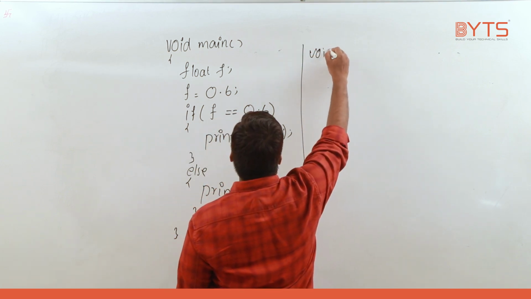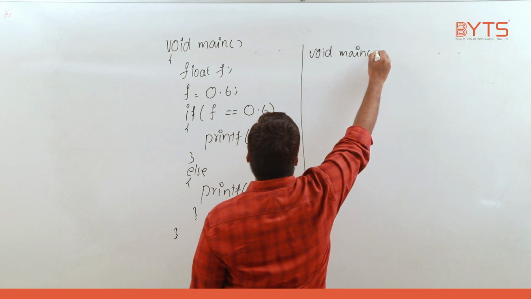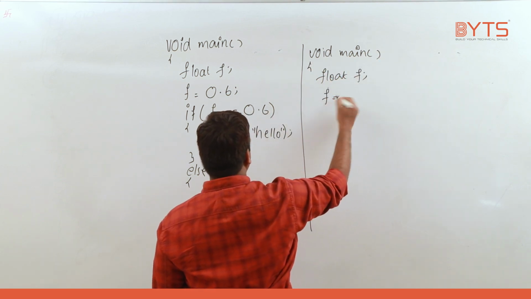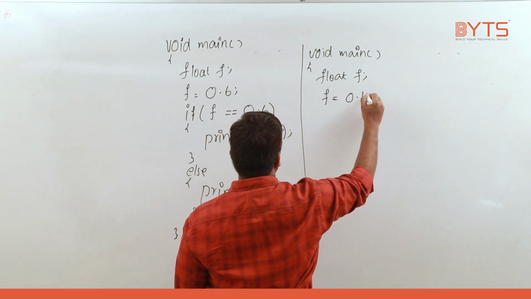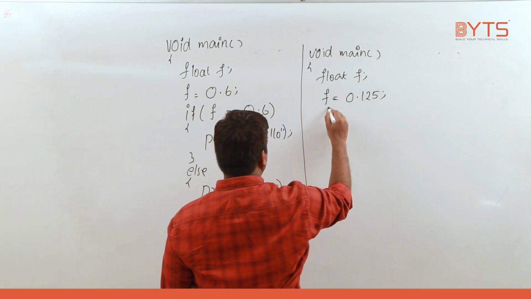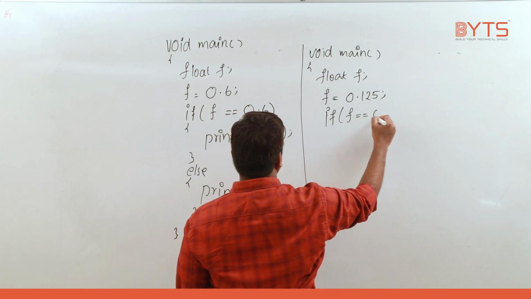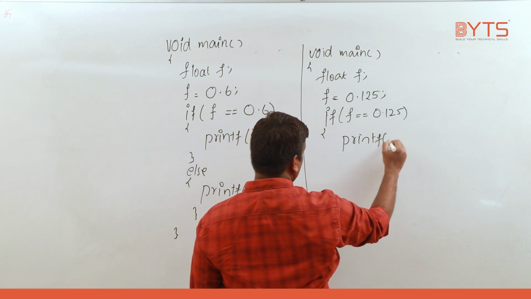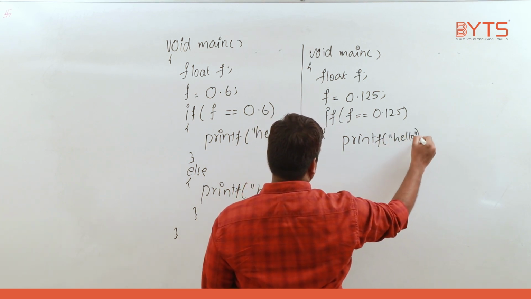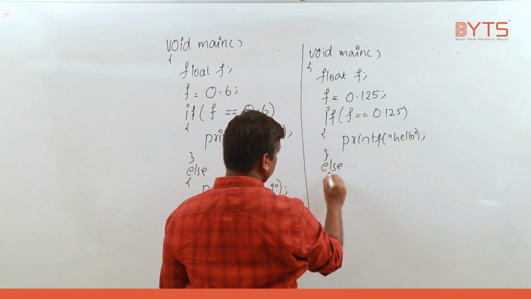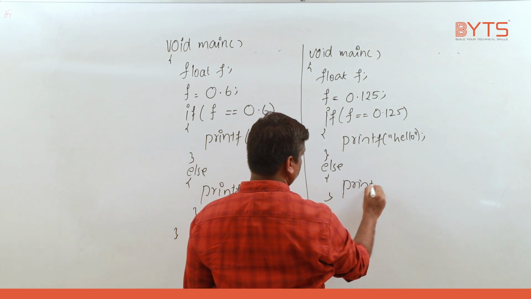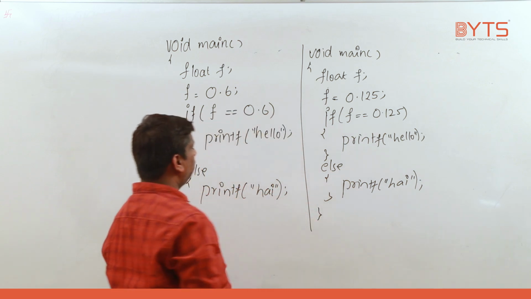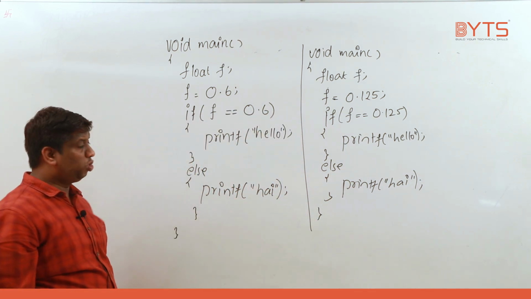Void main. Let me take another variable, float f. Here I'll try to initialize with a different value. Let me put that as 0.125. If f equal to 0.125, and the same printf I am going to use, printf hello, else printf hi. Okay. Now we need to find the output of these two programs.